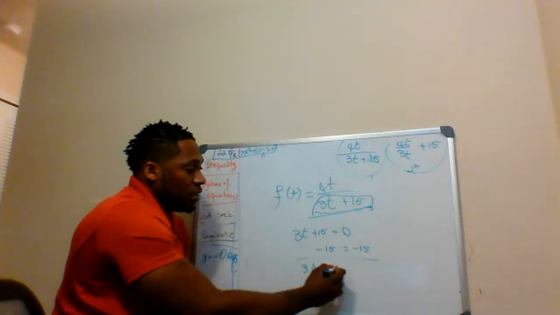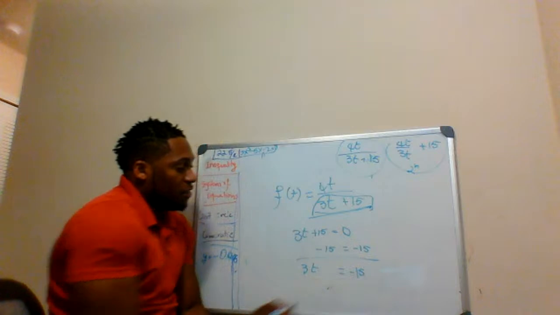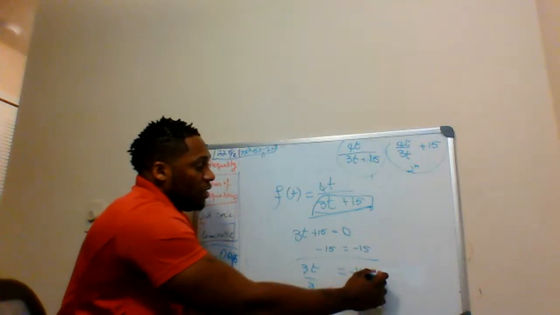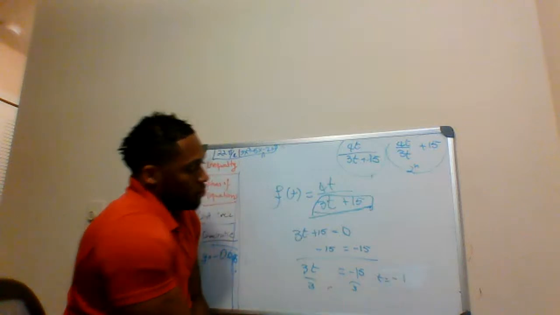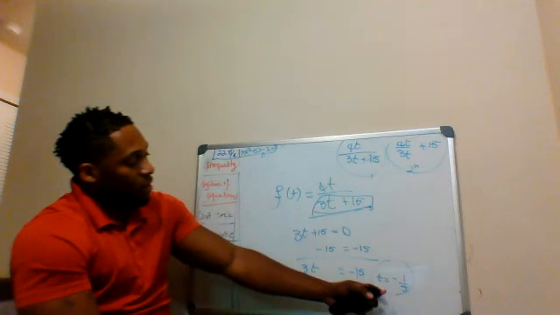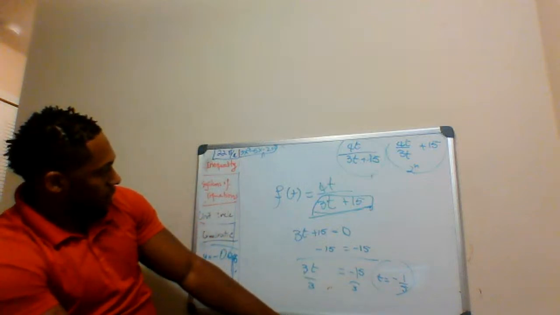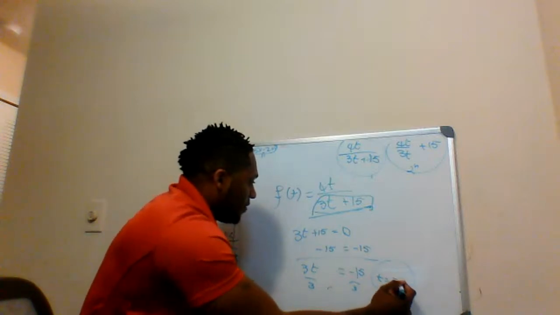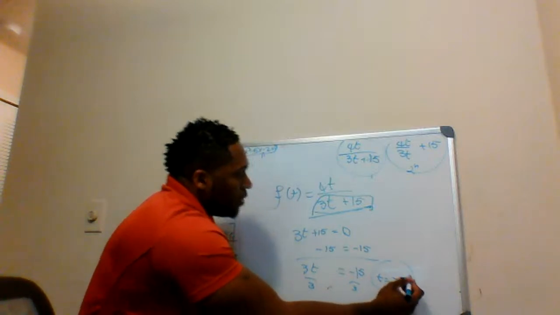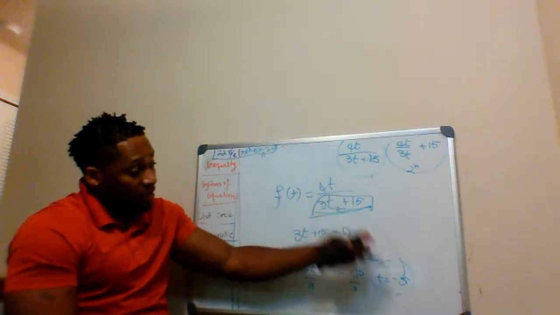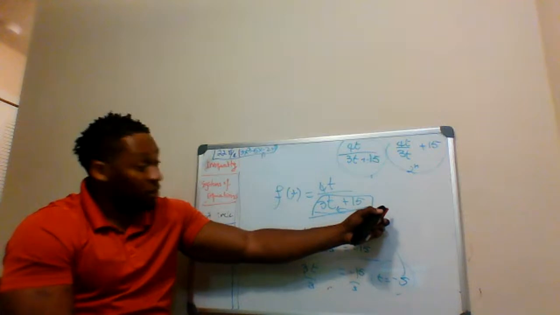And then 3t is equal to negative 15. Divide both sides by 3. t is equal to negative 1 over 5? Is that what I'm going to have? 15 divided by 3, negative 5. So if you plug in negative 5 here, that would give you 0. 3 times negative 5 is negative 15, plus 15, that would give you 0.